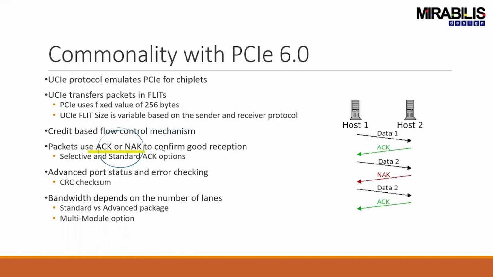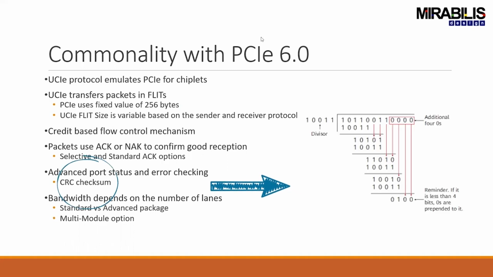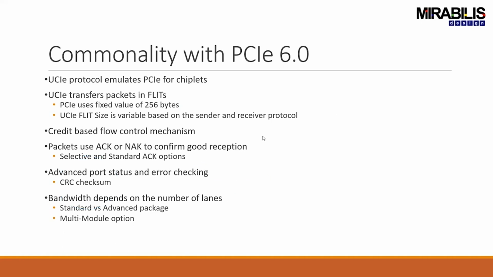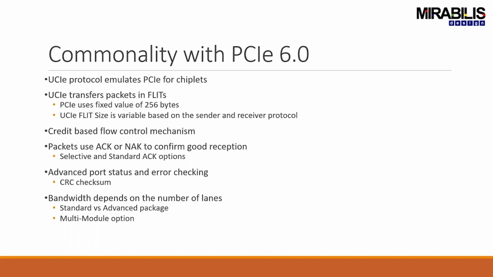And for that, they use the ACK and the NAK to confirm good reception. So there are selective and standard ACK options based on what your requirements are. Of course, there's also a CRC checksum to ensure that you're getting the right data through. You also have the bandwidth that depends, just like PCIe 6.0, on the number of lanes. Of course, the number of lanes has an impact on standard versus advanced multi-mode. And here's where you can have multiple lanes. So for example, for reliability purposes, you can have extra lanes that can be brought in when your design has a loss of data or has a failure or things like that.